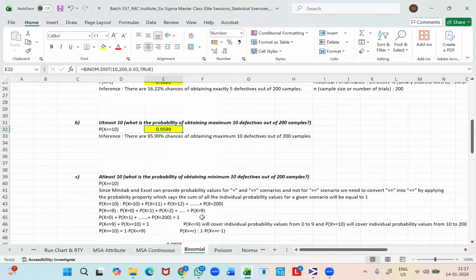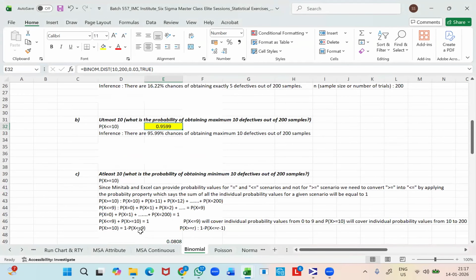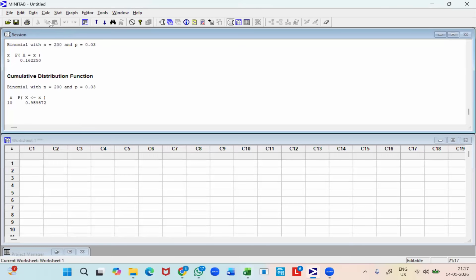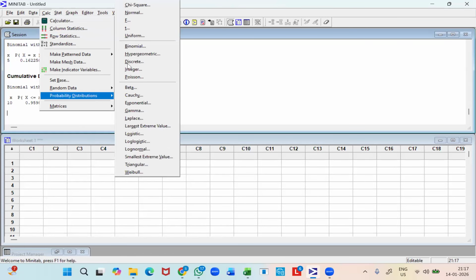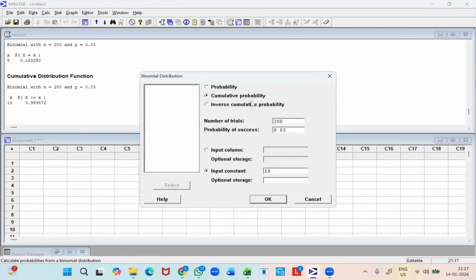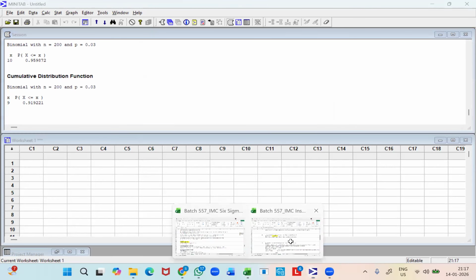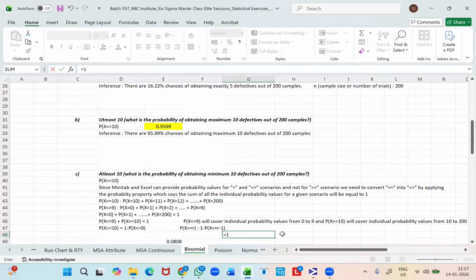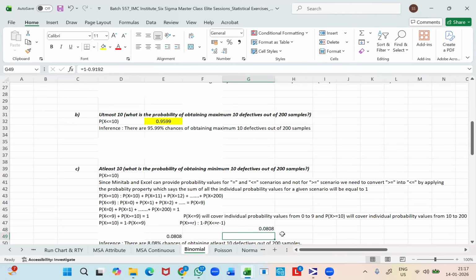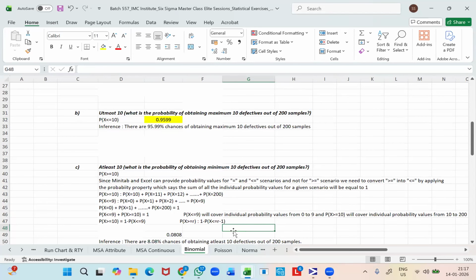And for the third one, first we need to find out P of X less than or equal to 9, and then come to Excel and subtract that value from 1. So that is the calculation we need to do. Again, go to Calc, Probability Distributions, Binomial. We can retain the inputs as they are. The only thing is the input constant value needs to be changed to 9. So we are finding P of X less than or equal to 9, which is 0.9192. This has to be subtracted from 1. So 1 minus 0.9192, you get 0.0808.